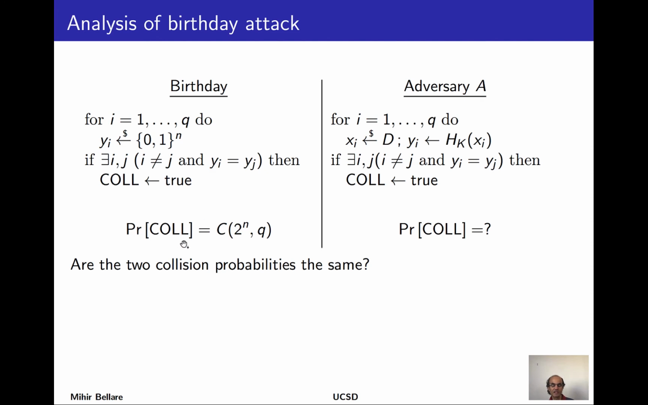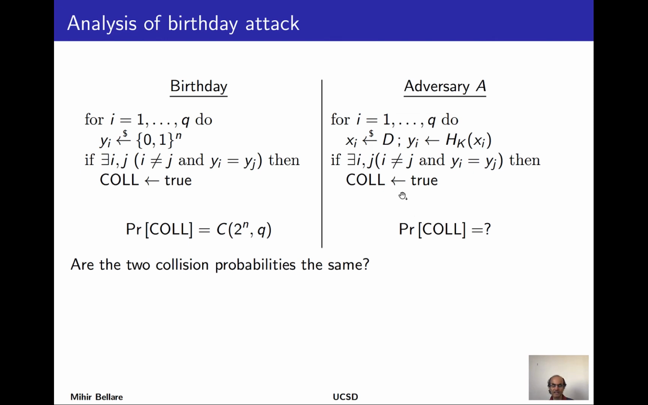So what's the probability of a collision? Well, by definition, we have a formula for this. Our study of the birthday problem says this is the collision probability for throwing q balls into 2^n bins. But now we want to think about our adversary in relation to this. So let's write here the code for our adversary. It also goes through q iterations, and they're defined this way. In them, y_i is the hash of x_i, where x_i was chosen at random from D. This part of the code here is the same as here. It's just looking for two different indices with the same output, and asking what's the probability of a collision.